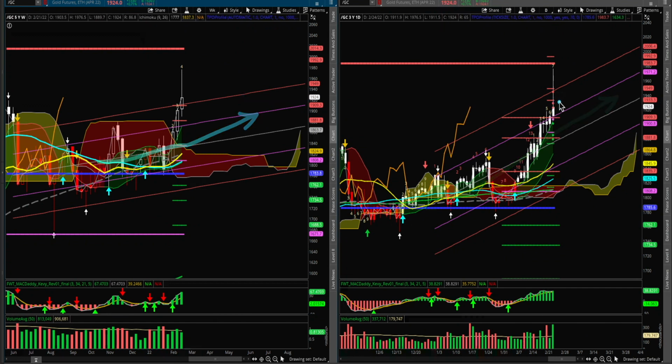So the path of least resistance is to the upside, but be careful because, like I said, there are other things going on in regards to seasonalities, and we're probably going to be entering some cycles that we have to see if they're going to play out or not.